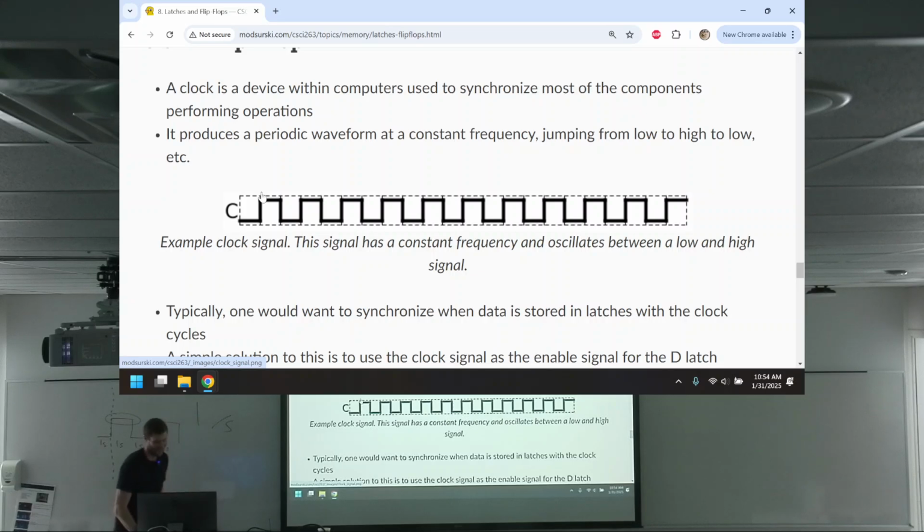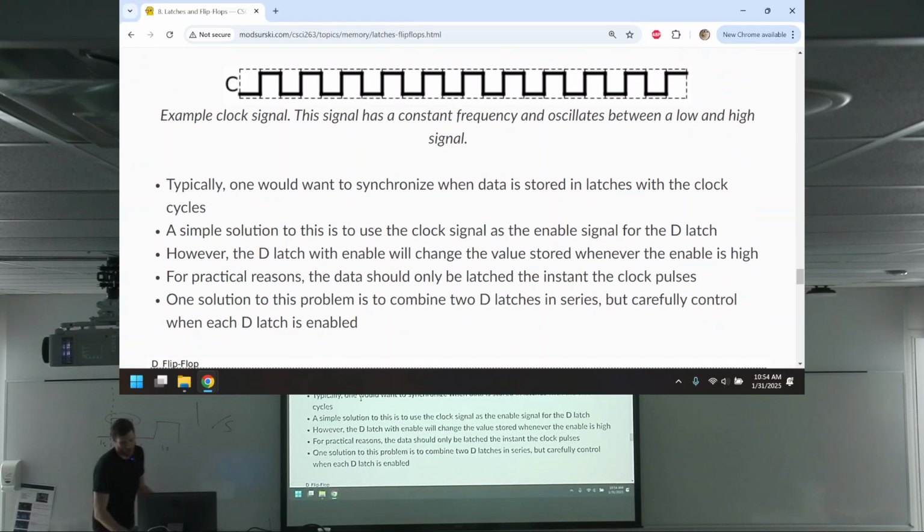All right, so typically one wants to synchronize when the data is stored in latches with the clock cycle. A simple solution to this is to use the clock signal as the enable signal for the D-latch, like I was just saying. However, the D-latch with enable will change the value stored whenever the enable is high.